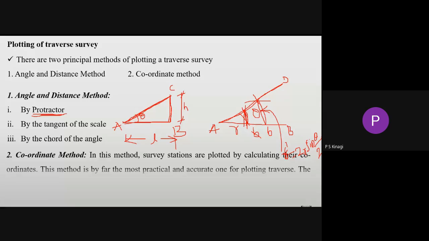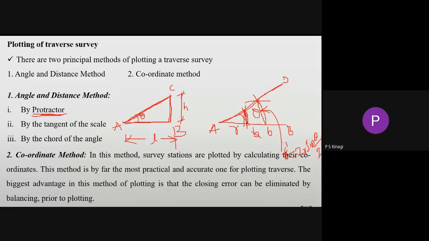Okay, then the second one, that is the coordinate method. In this method the survey stations are plotted by calculating the coordinates with respect to points. As I told, this is the most practical and accurate method for plotting traverse survey work. One more advantage of this coordinate method is that we can easily eliminate the closing error by using balancing methods. There are a number of methods, we'll discuss later.